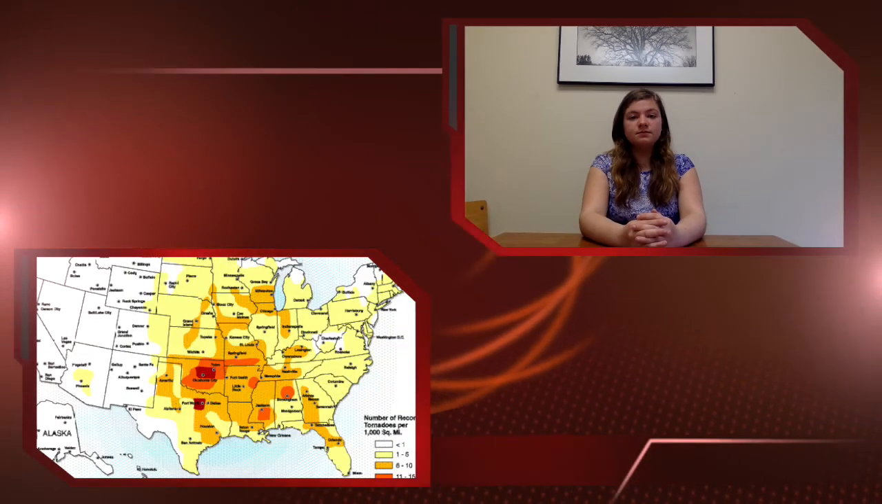Tornado Alley is a place where many tornadoes hit because it has relatively flat land, which allows cold, wet air from Canada and warm, dry air from the Gulf of Mexico to form a tornado. Here is a map of Tornado Alley.